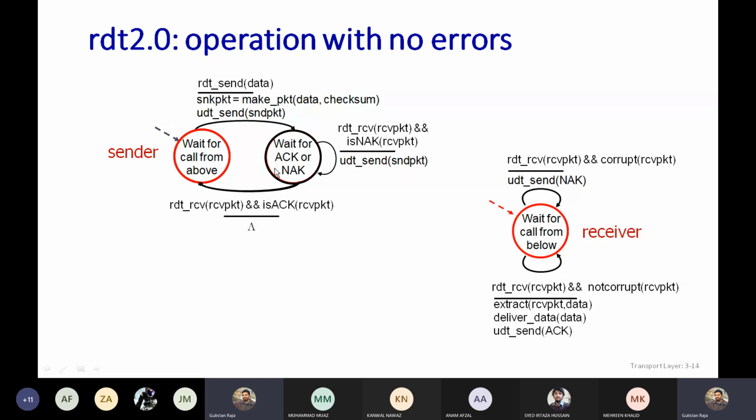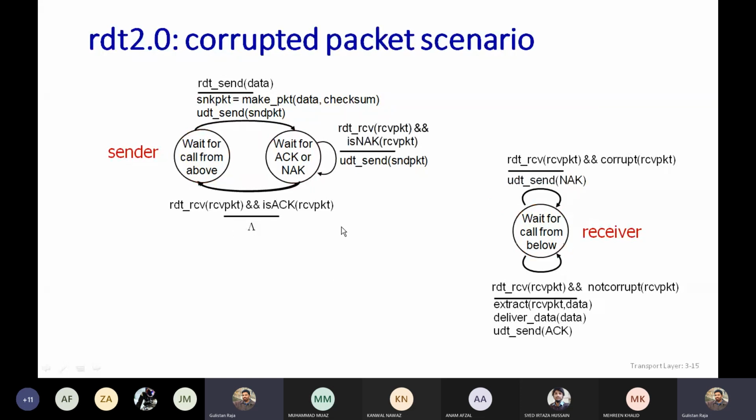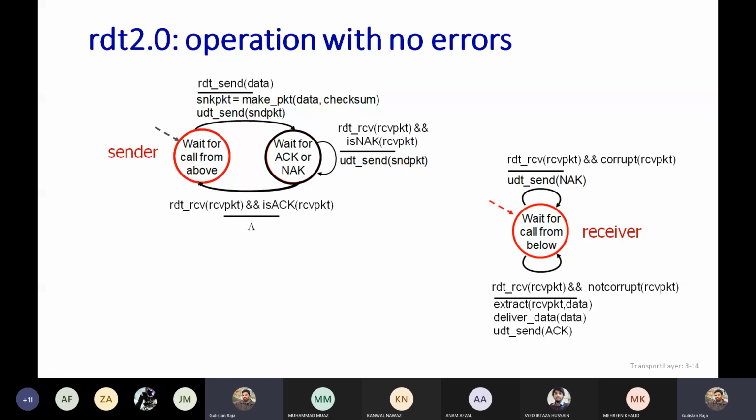ACK is transmitted, and when ACK is received, the sender will have this event, receive packet, and ACK is received, so no action, but it will move from the wait for ACK or NACK state to the next state, again wait for call from above. So this will happen in case of operation with no errors. These are the sequence of steps which will be taken in case of RDT 2.0 when there are no errors. If you have any question, welcome.